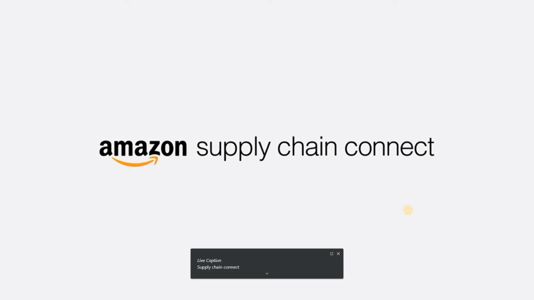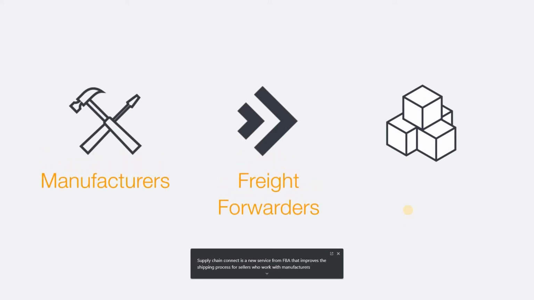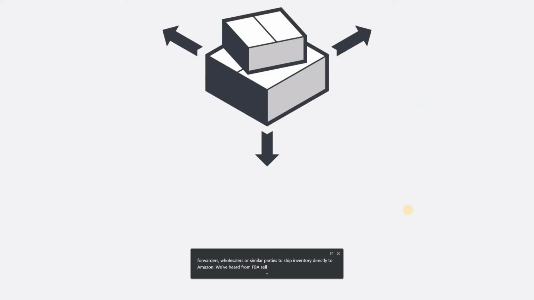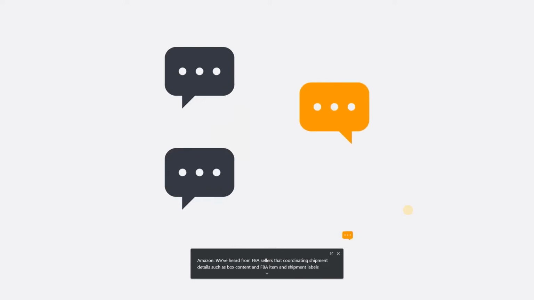Supply Chain Connect is a new service from FBA that improves the shipping process for sellers who work with manufacturers, freight forwarders, wholesalers, or similar parties to ship inventory directly to Amazon. We've heard from FBA sellers that coordinating shipment details, such as box content and FBA item and shipment labels, requires multiple back and forth communication with their suppliers.